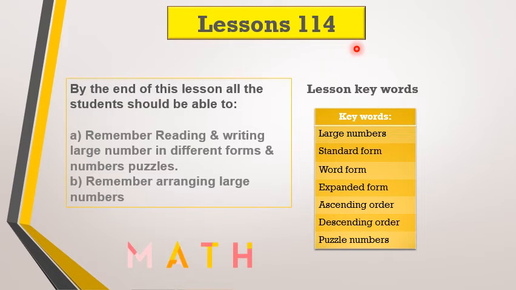Before we start our lesson, you should know that at the end of the lesson, you should be able to remember and read large numbers in different forms, solve number puzzles, and arrange large numbers. The key words in this lesson are large numbers, standard form, word form, expanded form, ascending order, descending order, puzzle numbers.